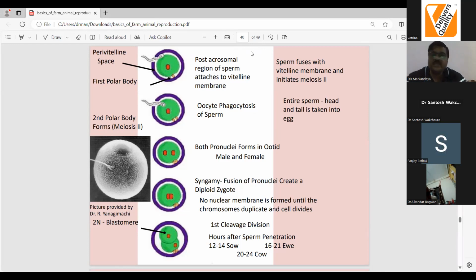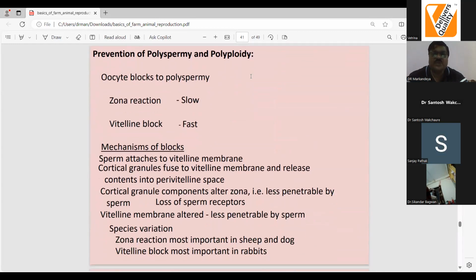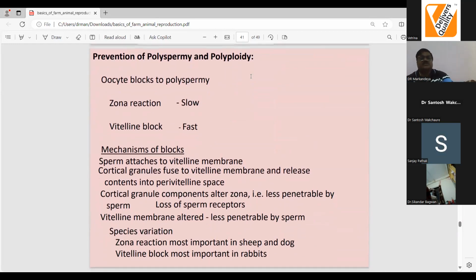As per that, conception is considered. Next one. I have a few slides for artificial insemination also. This is a continuation of the fertilization process.